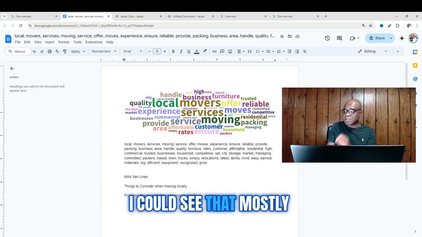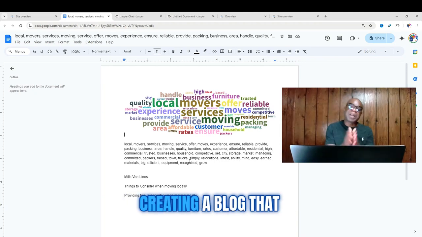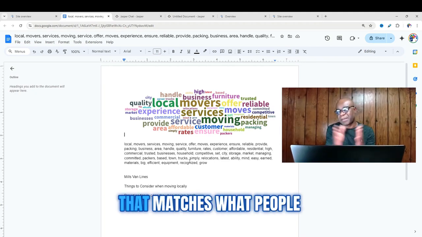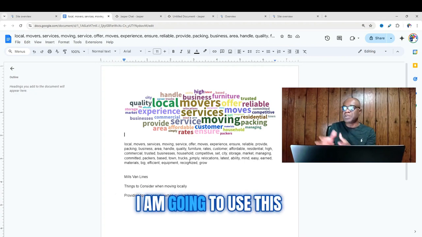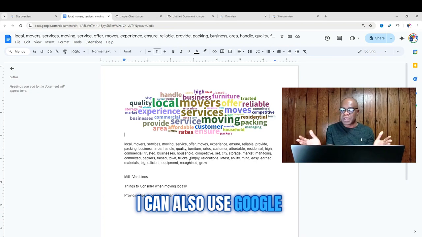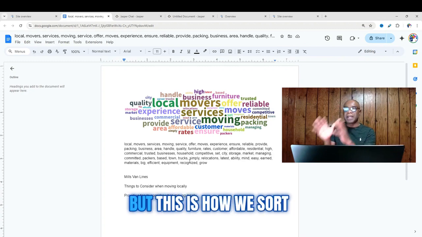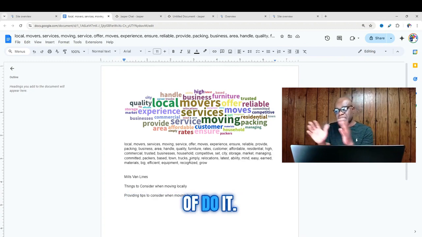I could see that mostly the chatter on social media is all right here. So to make sure that I'm creating a blog that people are talking about, that matches what people are saying, I am going to use this information here. I can also use Google keywords. I could search Google Trends to find out what people are looking for, but this is how we sort of do it. It gives you an idea.